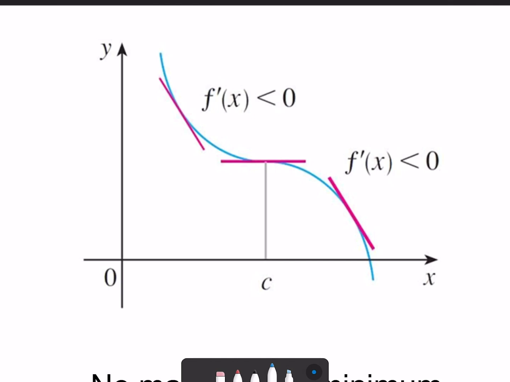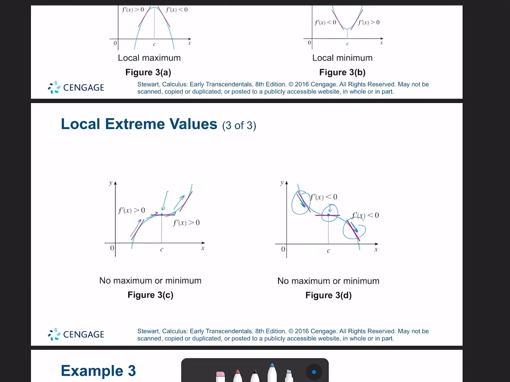Same situation here, these are just visual representations of what we were seeing 2 slides up from here. This point right here, slope of the tangent line, 0. To the left of that point, slope of the tangent line's negative. To the right of this point, slope of the tangent line's still negative. Negative to the left, negative to the right, therefore this point is not a max or a min.